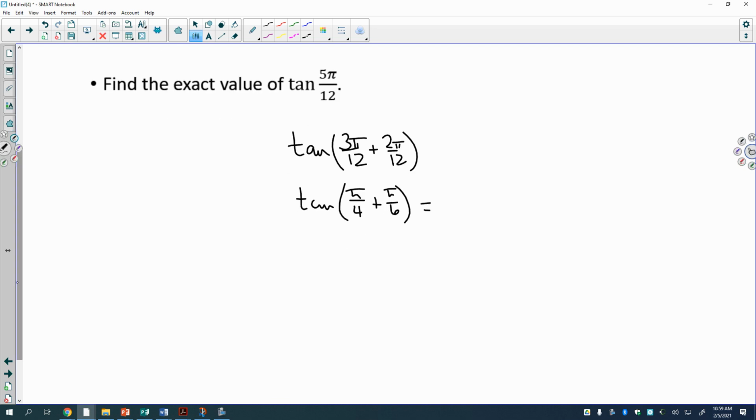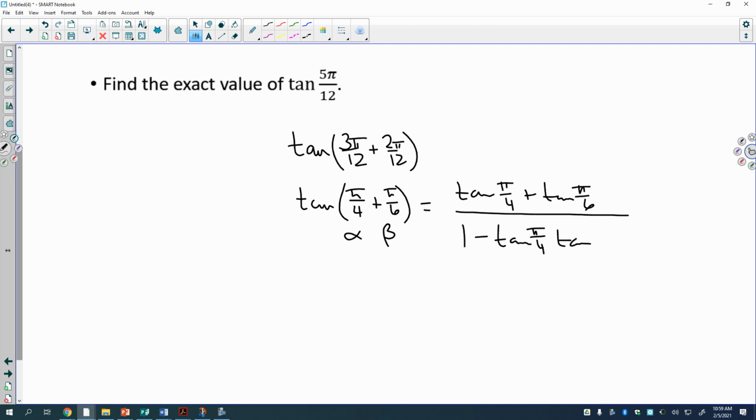I'm going to use the tangent formula. I'm going to do tangent pi over 4 plus tangent pi over 6. This is my alpha, this is my beta, over 1. That's the opposite sign here. Tangent pi over 4, tangent pi over 6. And then I just go through, work through these. Get those values just like that. That should be a root 3 over 3.